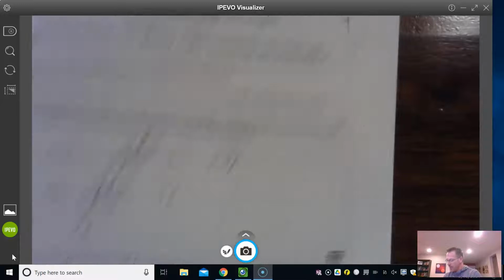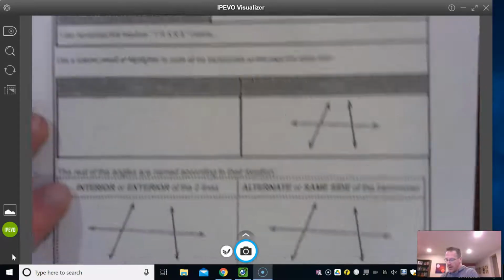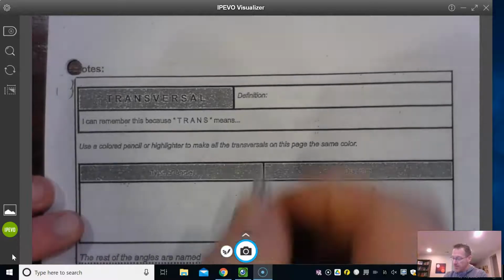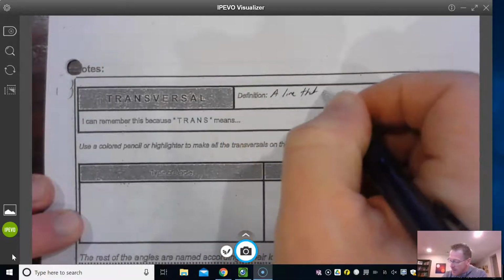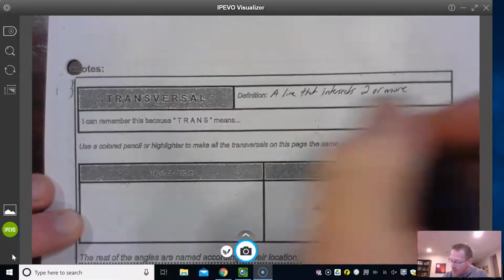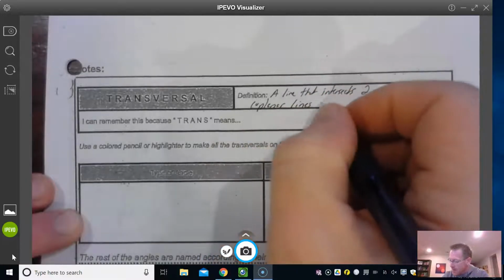All right, so let's go ahead and flip to page 149 here, and we're going to define all these other terms on this page. So, a transversal. Trans means across. A transatlantic flight means you cross the Atlantic Ocean. Transportation means to get across. So a transversal is a line that intersects two or more coplanar lines in different points.